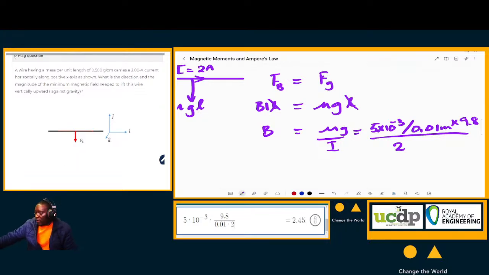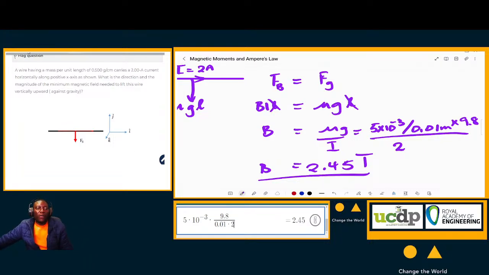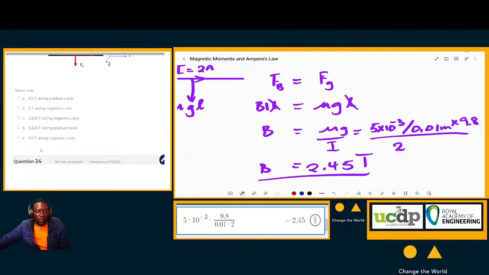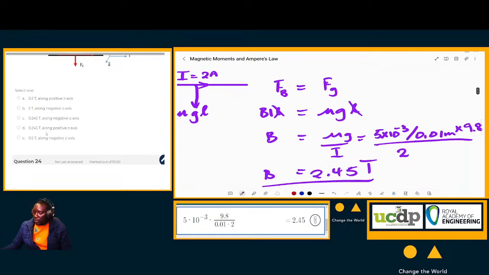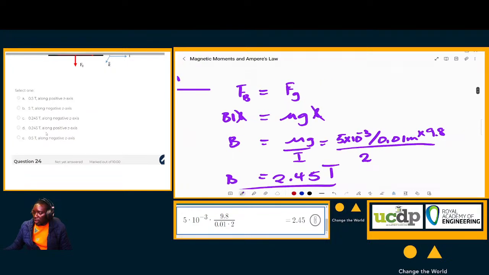So we get 2.45 there. It means B equals 2.45. The unit is the Tesla. So we've got 2.45 Teslas of the magnetic field that should keep this wire or this segment floating against gravity. So that's 2.45. Okay. Hmm, 0.245. Did I miss something? 5 grams. 5 grams is 5 times 10 to the minus 3, 0.01, 9.8, and 2. Did I really get 2.45?